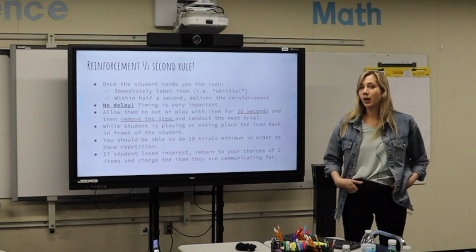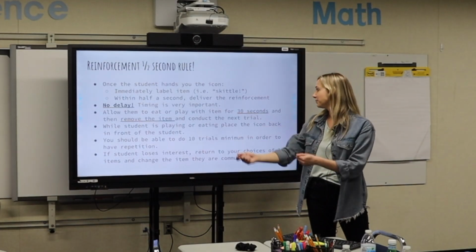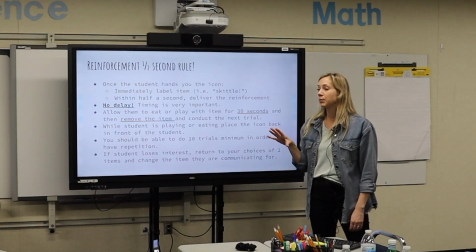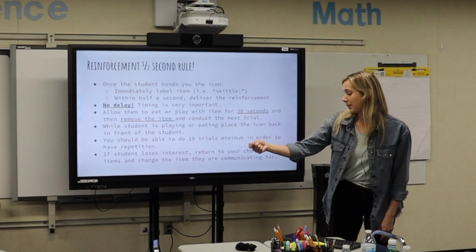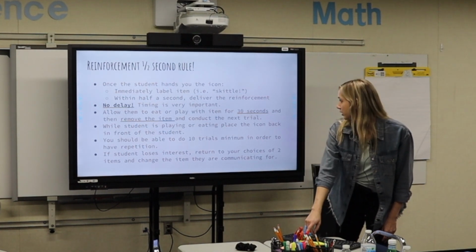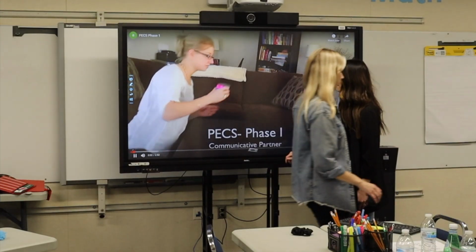A big part of phase 1 is the reinforcement must be delivered within half a second. Once the student hands you the icon, you open your hand and grab it. You have to give the reinforcer within half a second. While the student is playing with the item or eating the item that you gave them, you're going to place the icon back in front of them. This should happen every 30 seconds. So here is an example of phase 1.